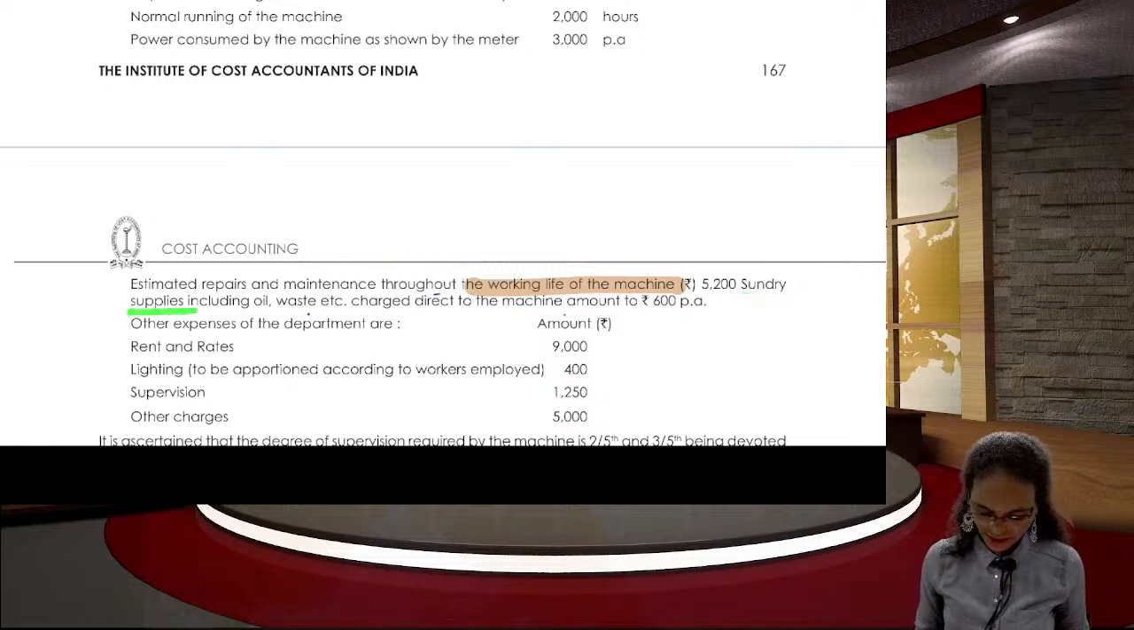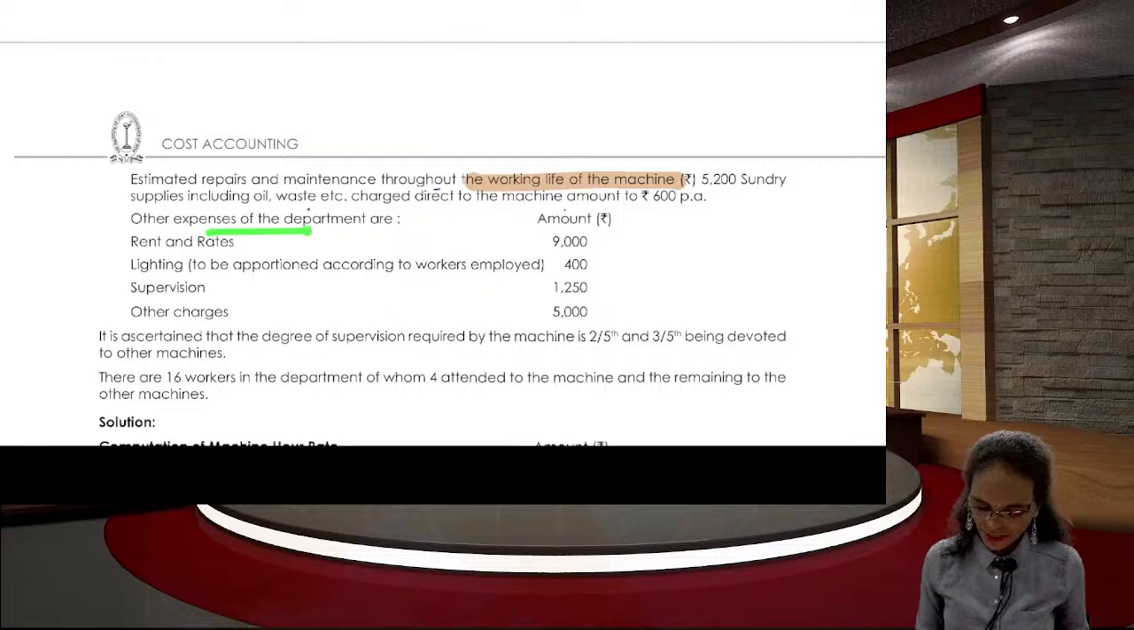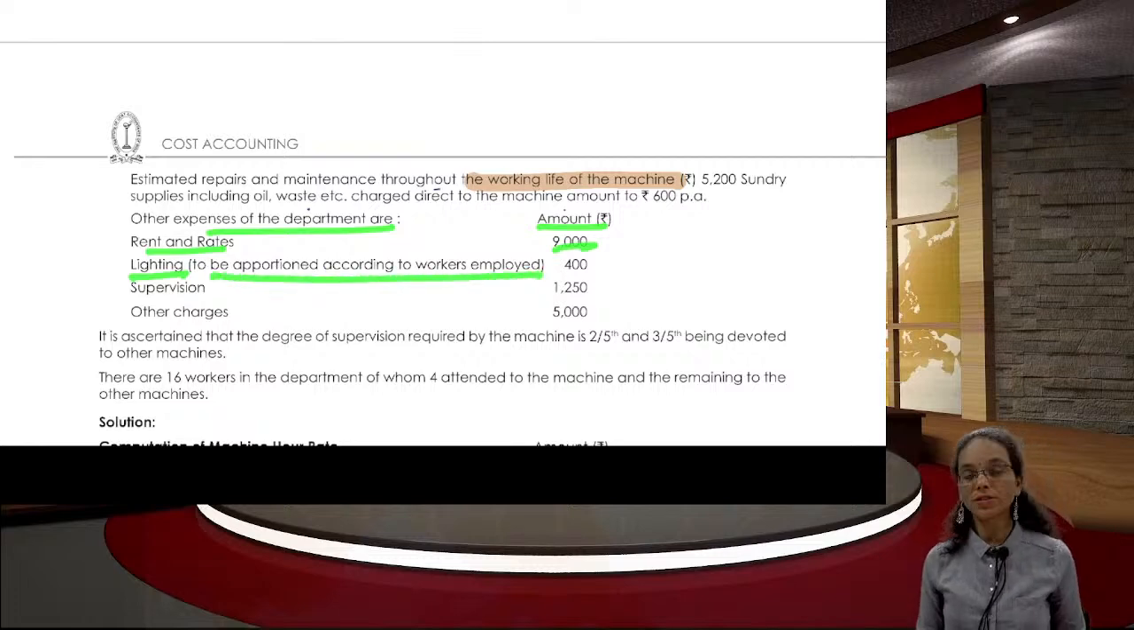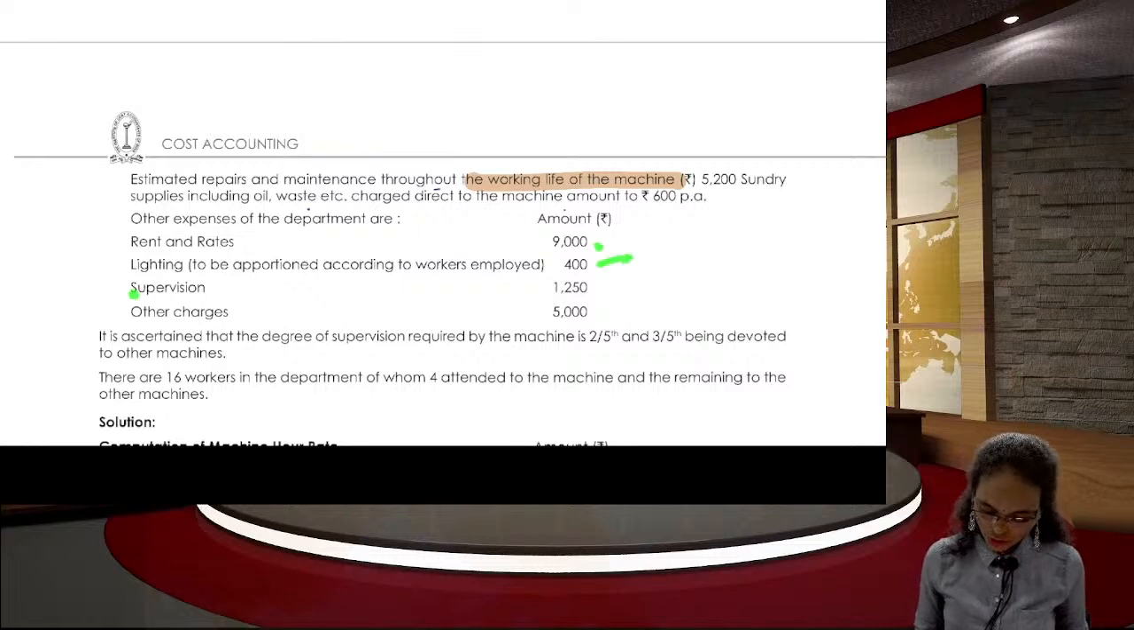Sundry supplies including oil, waste, etc., charged directly to the machine, amounted to 600. Directly to the machine means only for the particular machine, the sundry expenses are 600 rupees. Other expenses of the department are given like this: rates, rent, and lighting, to be apportioned according to the workers employed. When it is given specifically on what basis the amount has to be apportioned, you go as per the question, right? Supervision charges this much, other charges this much.